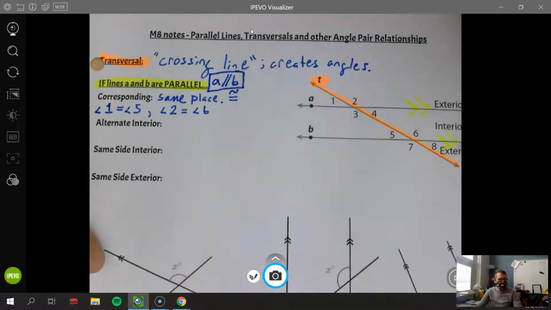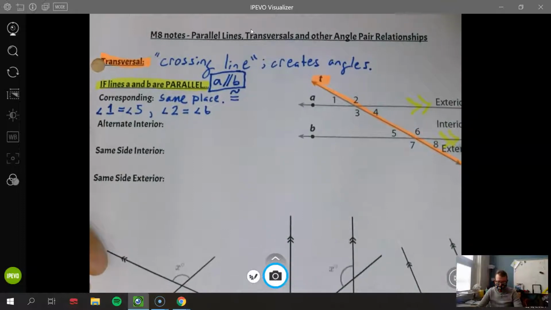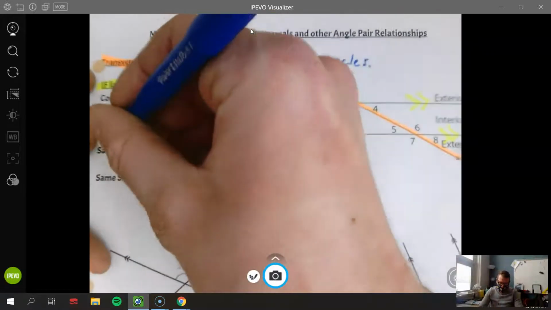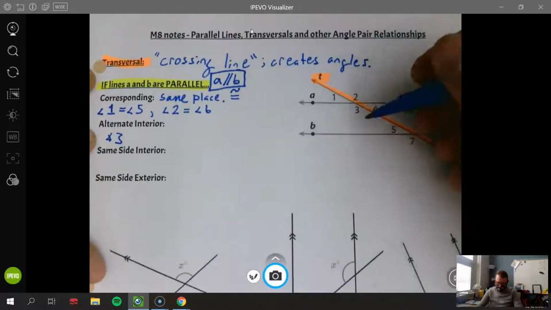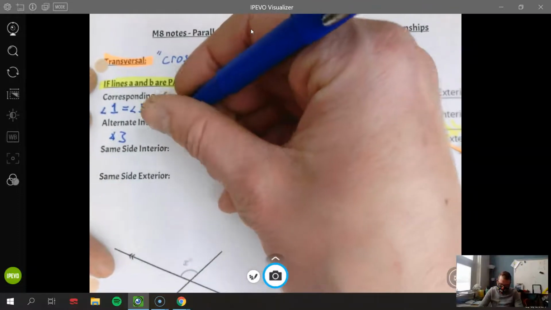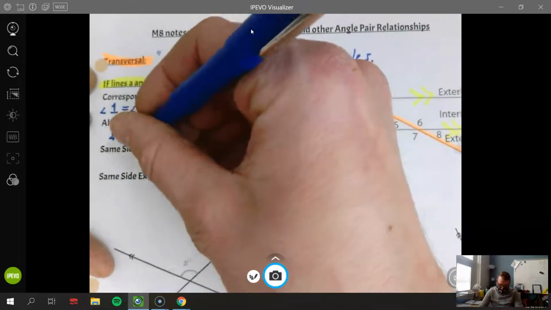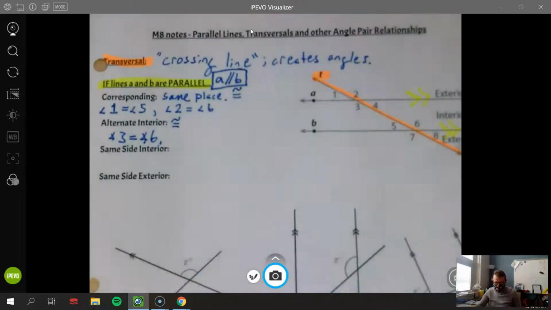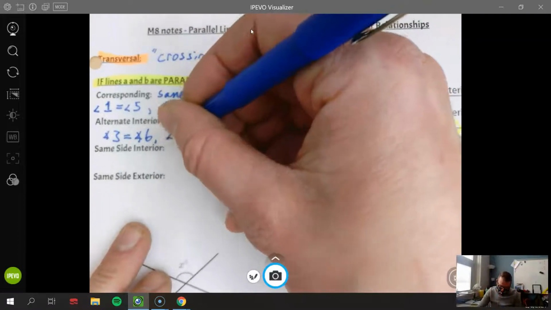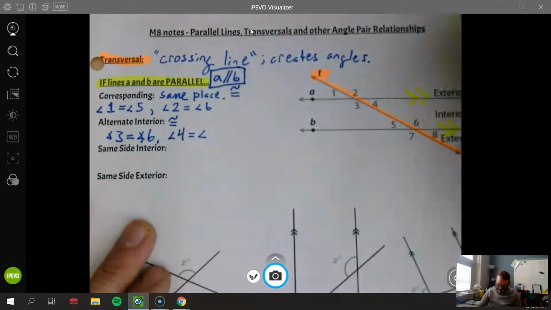Alternate, what does it mean to be alternate? Different, right? So alternate interior. Okay, so if we had angle 3 is on the inside, not same side, 6. So actually, angle 6 is the alternate interior because alternate interior angles are also congruent. So angle 3 to angle 6, or angle 4 to angle 5.